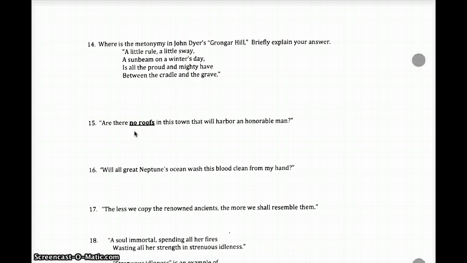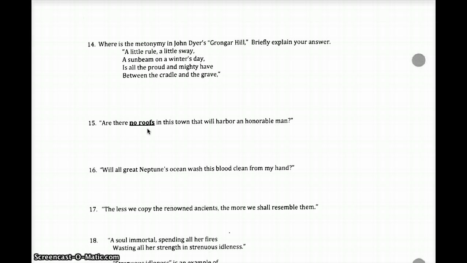Number 15 tricked a lot of you because of the negative. Just because you have a negative doesn't mean that something is litotes, right? For it to be litotes, you have to be negating the opposite of what you mean. And he doesn't mean the floor, and so the roof is the opposite of the floor or something like that. What he's asking there is, in fact, are there no homes, or are there no people who live in homes who will harbor me? And so we could call this synecdoche because a roof is a part of a house.